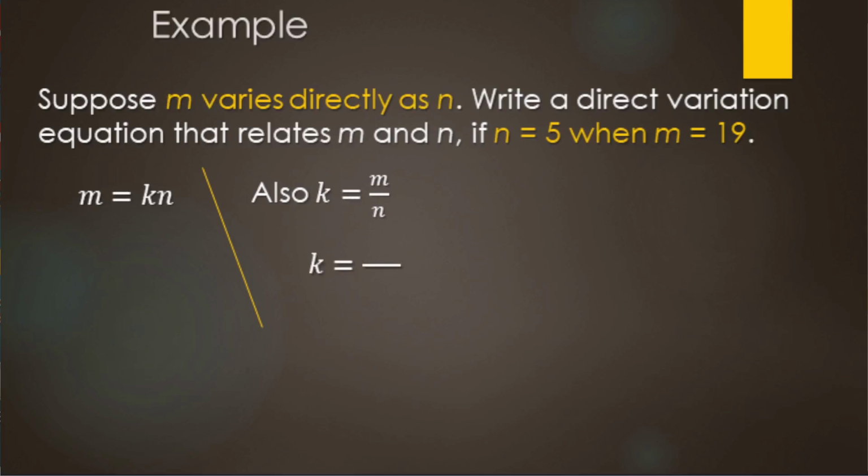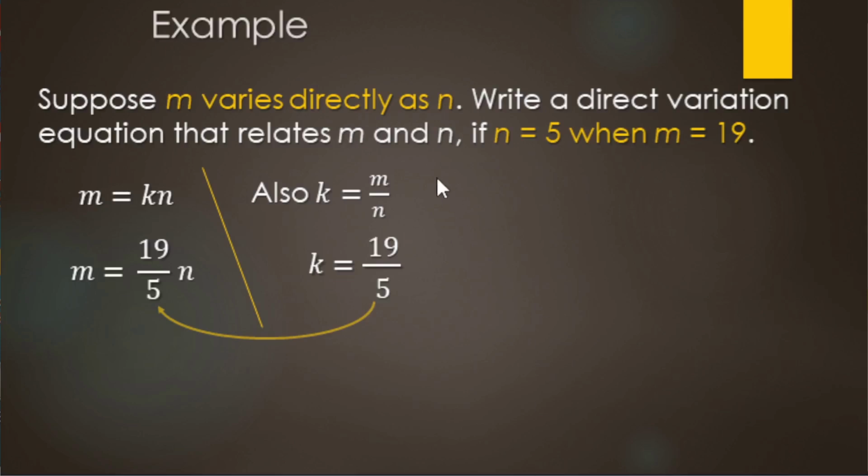So k equals, m is 19, so that replaces the m in the numerator, and n is 5, so that replaces the value in the denominator. There's your k, and it's really that easy. Now 5 doesn't divide into 19, so we just leave it as a fraction. Here's our answer: m equals k times n, and k was 19 over 5. Done. It really isn't meant to be super tricky.